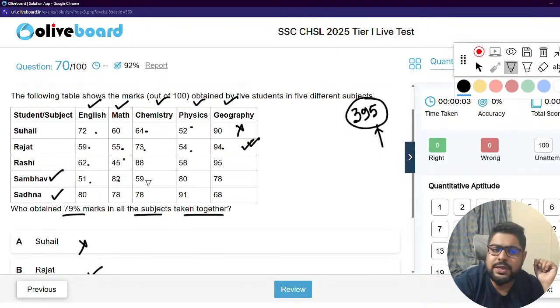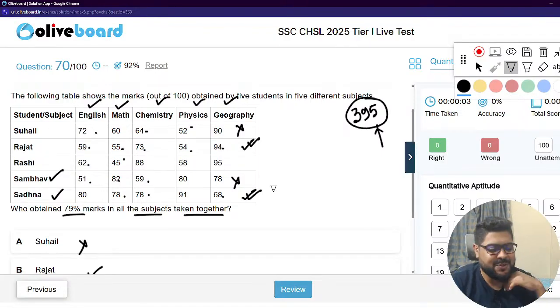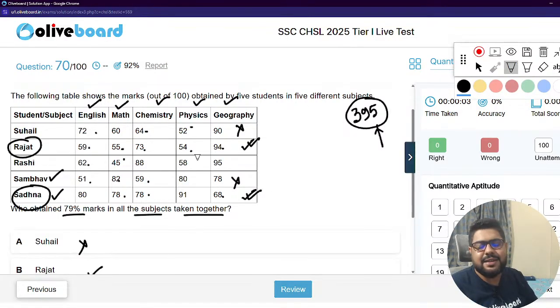Sir, 1 plus 2, sir, 3 plus 9. 9 and 8, sir, 17. 3, sir, unit digit 0 cannot happen. 8, 8, 16, 16, this can also be it, sir. This is also 5. This is also 5, sir. So again, we have to calculate. For now, the possible answers are Rajat and Sadhana.